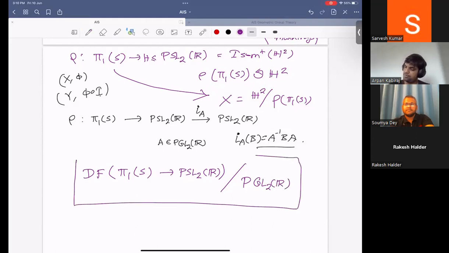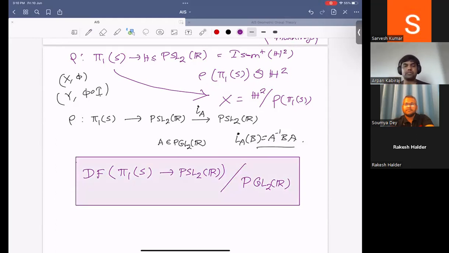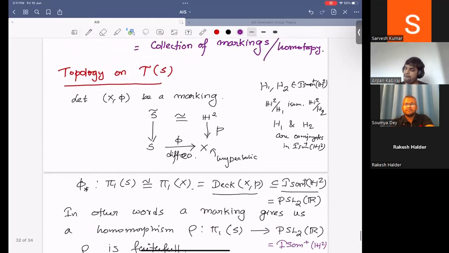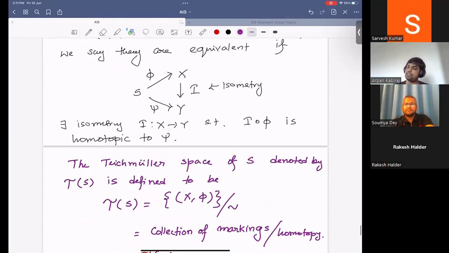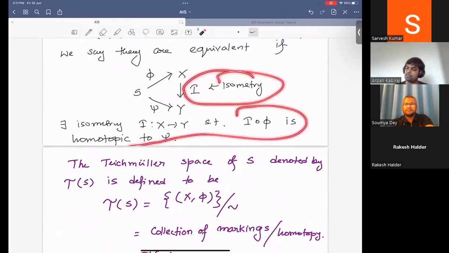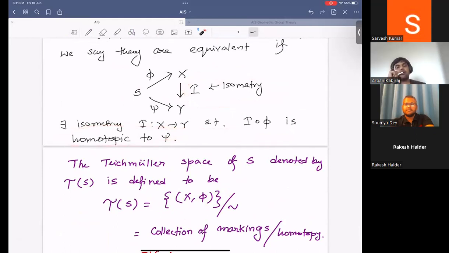And let me put this in a box. So far we have received this. We got this. Now, what happens to this equivalence relation when I go from isometry to homotopy classes of isometry? What happens, rather than considering this post composing with an isometry, we consider something which is homotopic to an isometry.